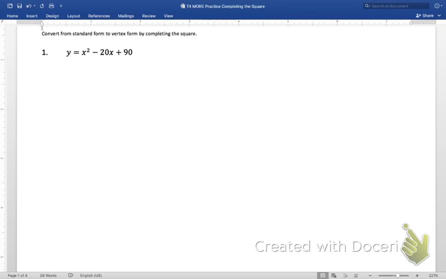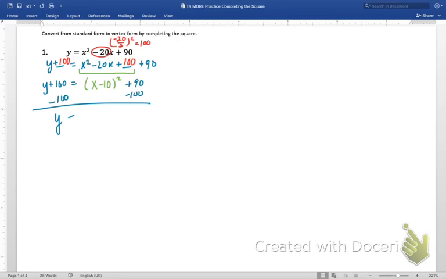Alright, completing the square. So what we're going to do is first I add in those spaces. I haven't done anything yet. Then take that middle term, the b number, divide it by 2, square it. Gives us 100. So we're going to add 100 to both sides. That way this piece can factor to x minus 10 squared.